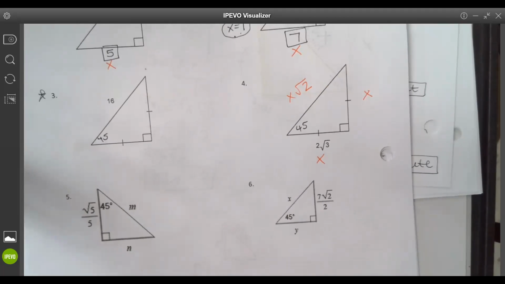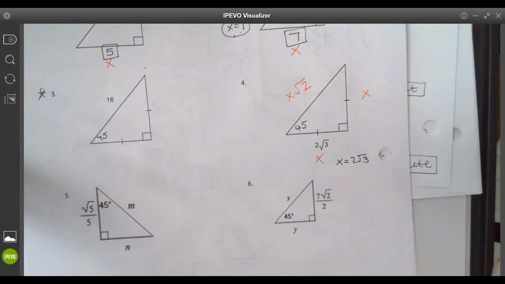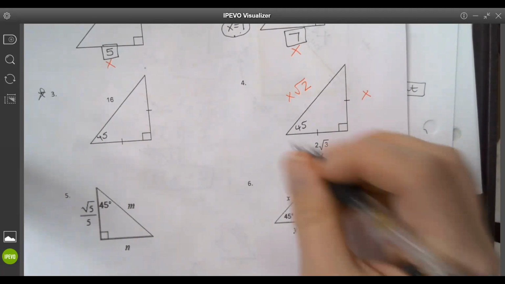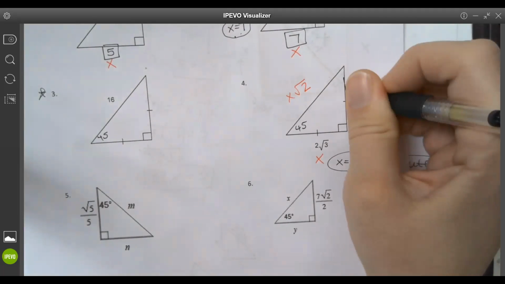So I don't need to solve for x because I already know what x is. X is 2 rad 3. Okay, I'm going to take this and plug it into the other side. So here, I just get 2 rad 3 again. That side's also x.